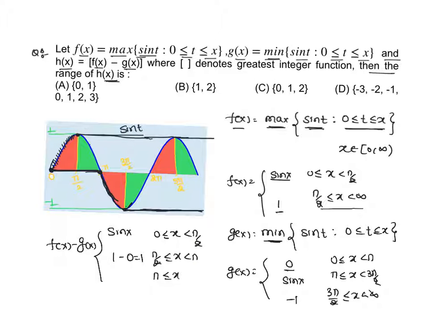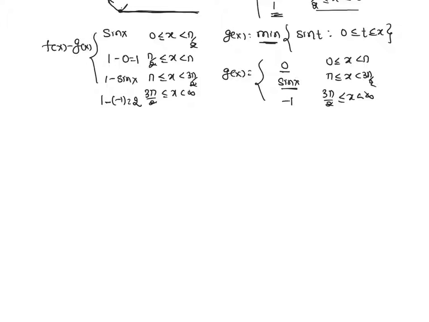From π to 3π/2, f(x) is 1 only, and g(x) is sin x. So what will come, 1 minus sin x. And after 3π/2 to x till infinity, f(x) is 1, g(x) is -1. So 1 minus of -1, that equals 2. Now we have to find the greatest integer of f(x) minus g(x). First we'll take the interval 0 to π/2. Now sin x from 0 to π/2 lies between 0 to 1. So the greatest integer of 0 to 1 is 0.